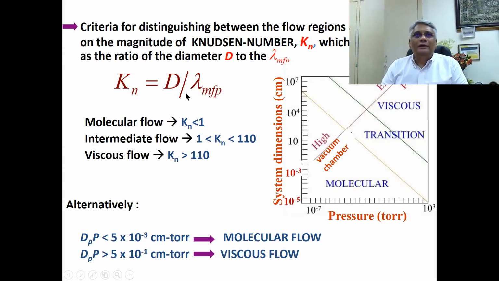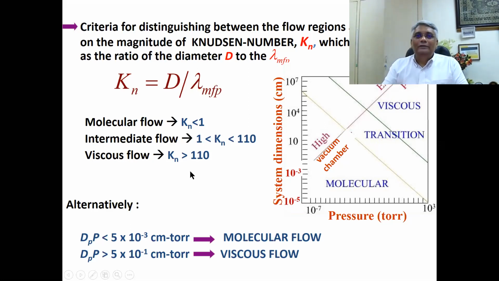So what this Knudsen number gives you is a ratio of D and mean free path. So again, the empirical way of looking at it is molecular flow happens when the Knudsen number is less than 1, and you go to the viscous flow regime when Knudsen numbers are greater than 110, and the intermediate flow is between 1 to 110. It's a lot. This range is wide.